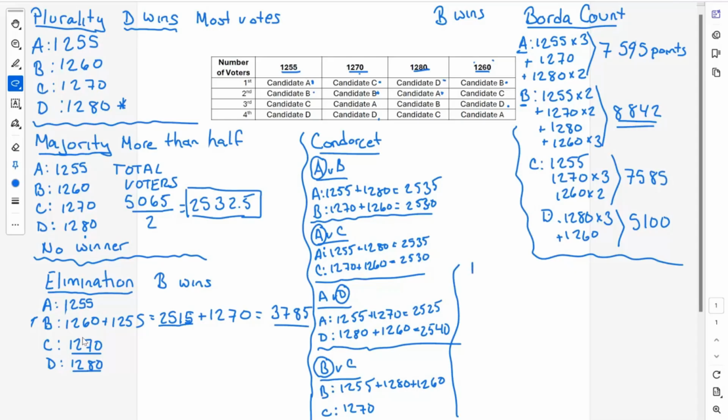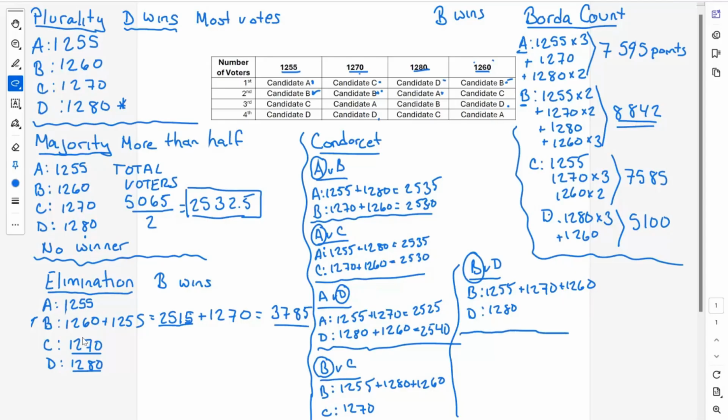Let's look at B and D. 1255 goes to B. 1270 goes to B. 1280 goes to D. And 1260 goes to C. Again, sorry, 1260 goes to B. So again, we can see that B would beat D.